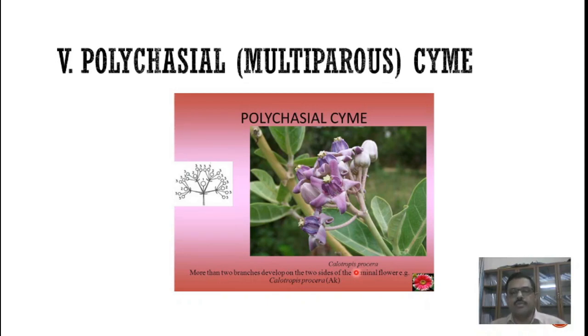find in Calotropis, which is known as irikku, മലയാളത്തിൽ ഇരിക്കെന്ന് പറയും. So this is the polycacial cyme. So these are the different types of cymose inflorescence, and they are essentially divided based on the number of flowers that are formed at each point of time.